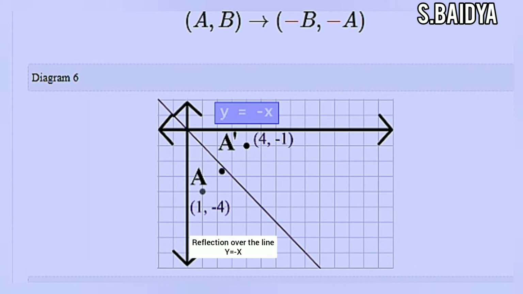Here there is an example when a point A (1, minus 4) is reflected through the line y is equal to minus x, and it's moving to its image A dash (4, minus 1). So the basic rule is (a, b) moving to the point (minus b, minus a). Students, you can understand easily how the reflection through the line y is equal to minus x happened.